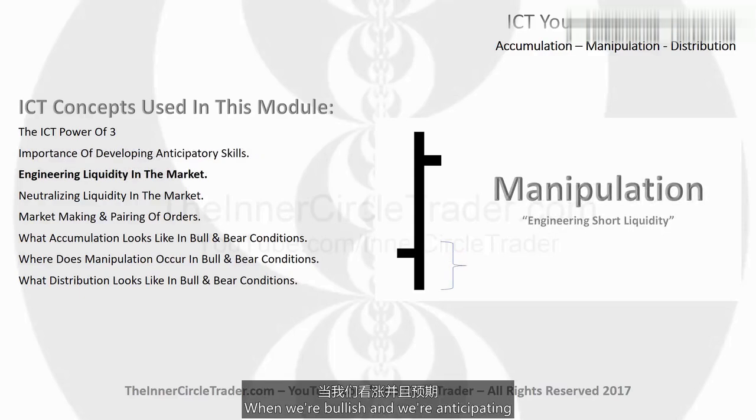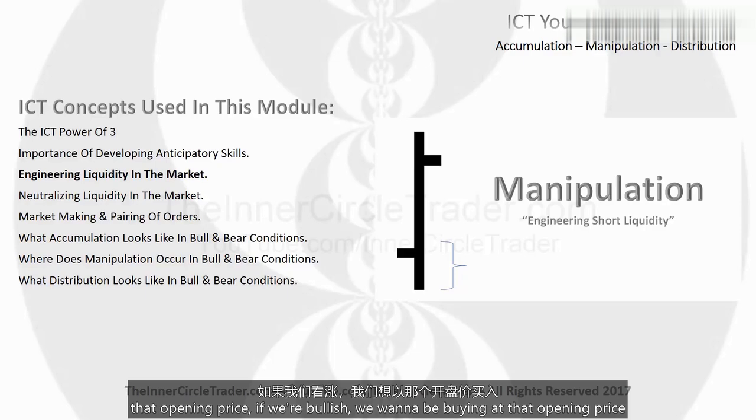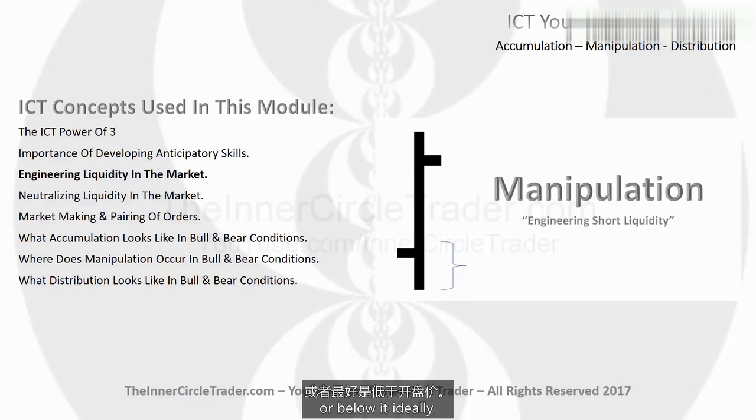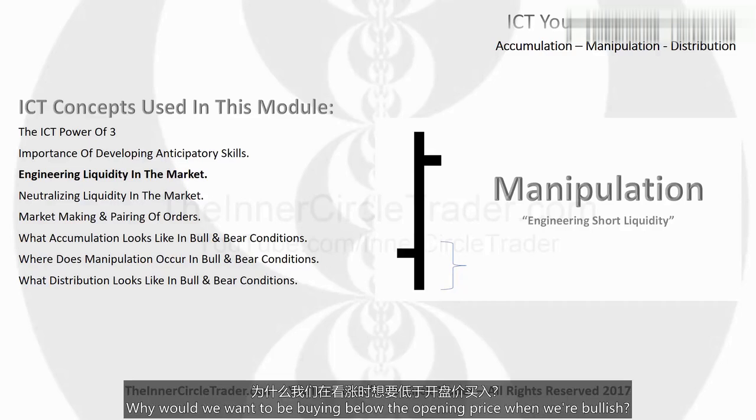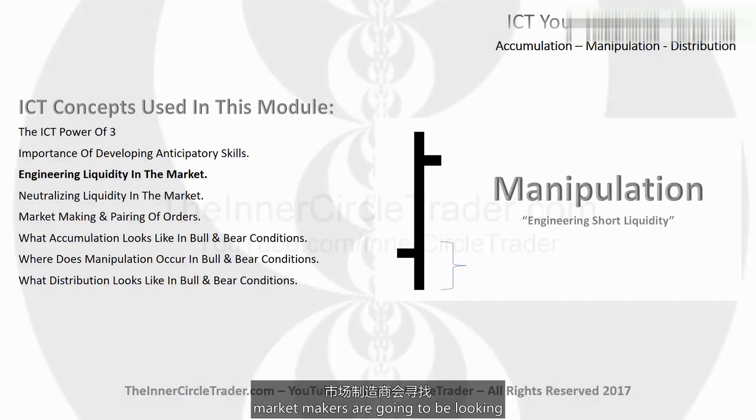When we're bullish and we're anticipating a bullish range expansion to the upside, or a higher close, we would be hunting a manipulation cycle immediately after the opening price. So on a daily range, if we're bullish, we want to be buying at that opening price or below it ideally. Why would we want to be buying below the opening price when we're bullish? Because the market makers are going to be looking to engineer short liquidity.